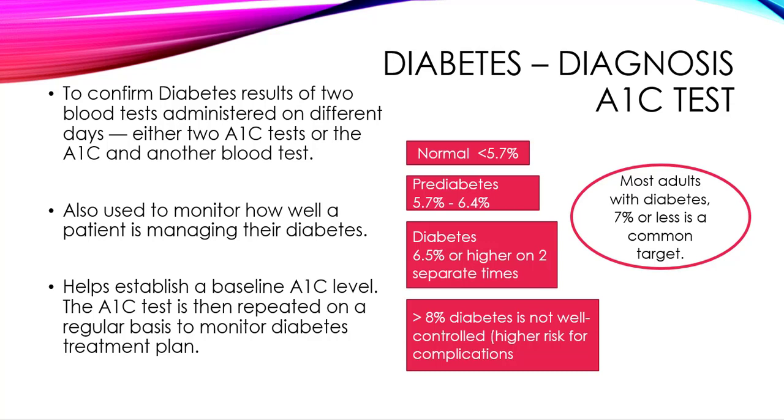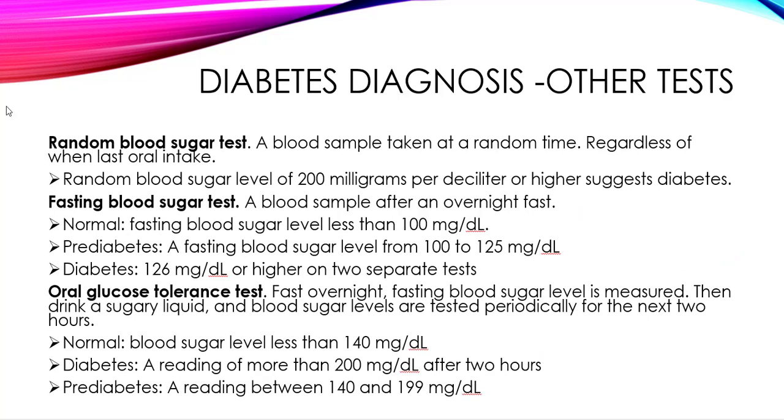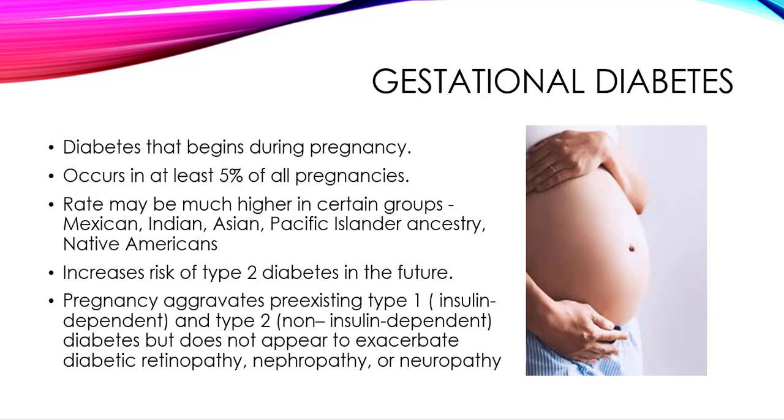So you need 2 results that are administered at different days, different times, or 1 result of an A1C test and another test that is a blood test for diabetes. So another test could be, for example, the random blood sugar test, the fasting blood sugar test, or the oral glucose tolerance test. Okay, let's move on to talk about gestational diabetes.